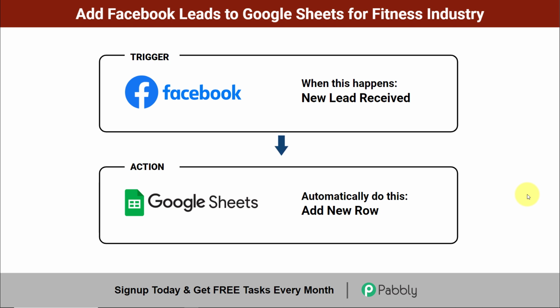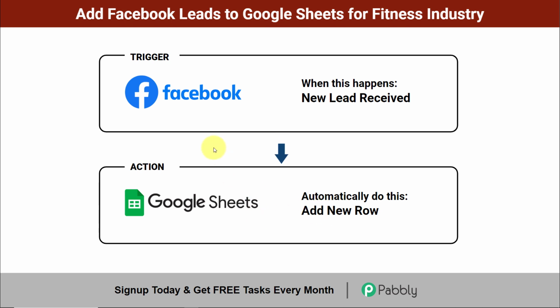In this video, we are going to understand how to add Facebook leads to Google Sheets for the fitness industry. So let's say that you own a gym and you are marketing your gym with the help of Facebook lead ads. Every time a new lead is received for gym membership, you want the details of that particular lead to be added in your spreadsheet as a new row so that later you can nurture the lead.